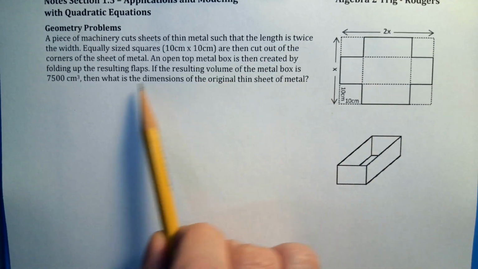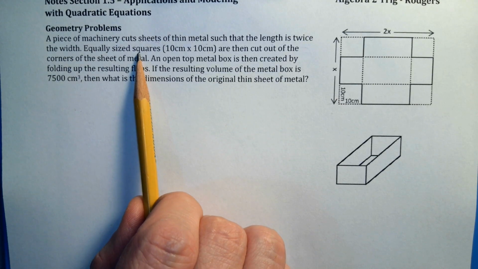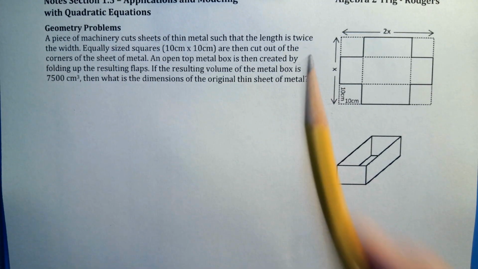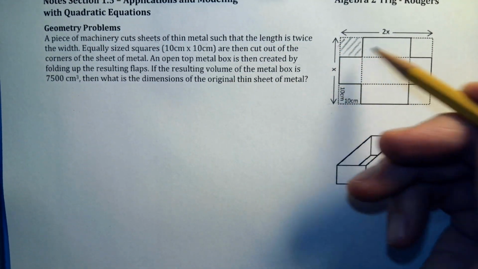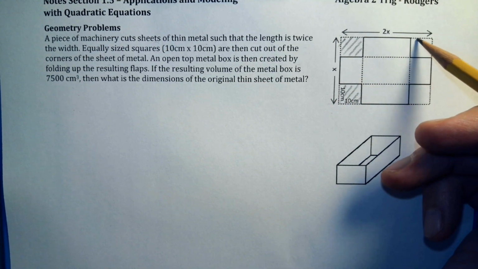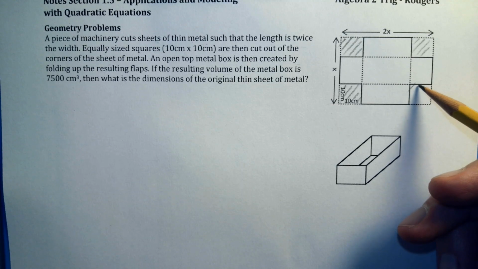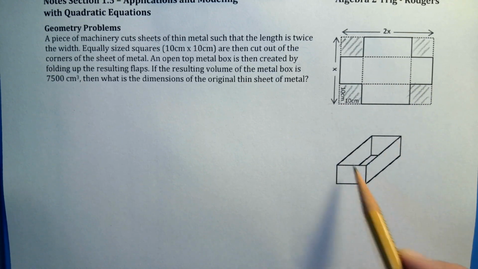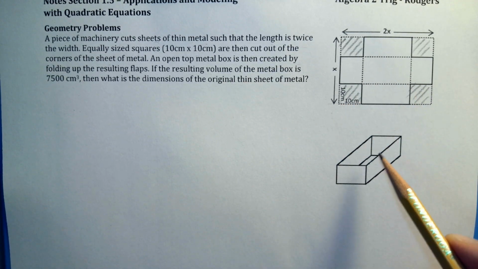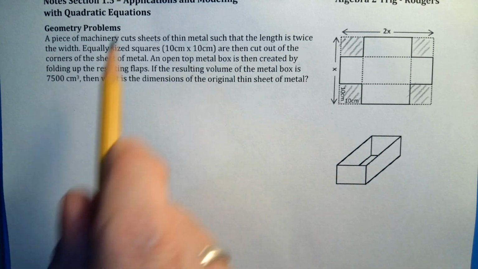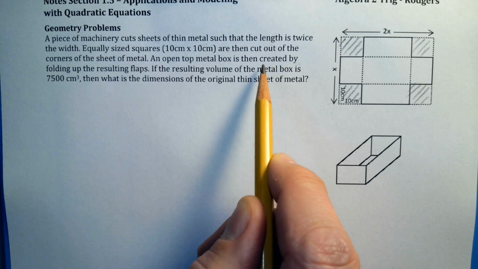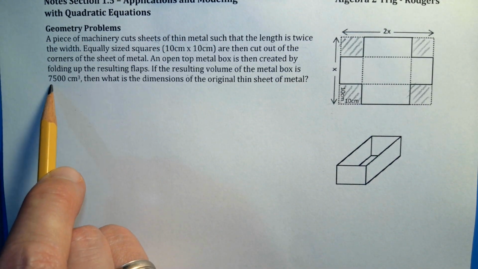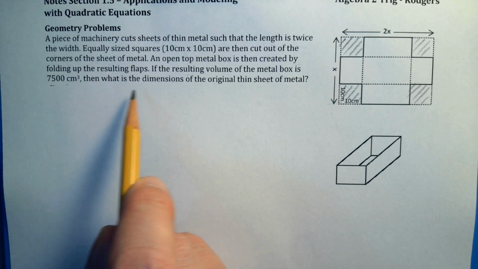Okay, that's a given. All right, equal size squares, 10 centimeters by 10 centimeters, are cut out of each of the corners of the sheet metal. So for example, this piece is going to get cut out, this piece is going to get cut out, this piece will get cut out, and this corner, the square, will get cut out. And then this thing will get folded up on these little dashed lines here to create this open box. All right, so an open top metal box is then created by folding up the resulting flaps.